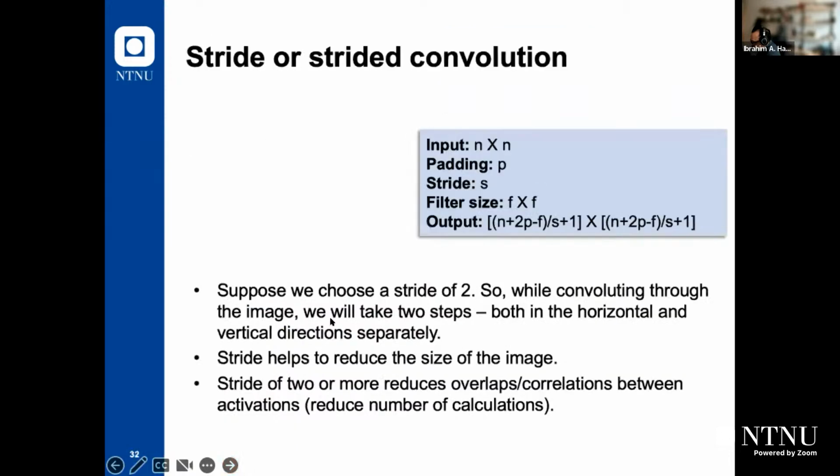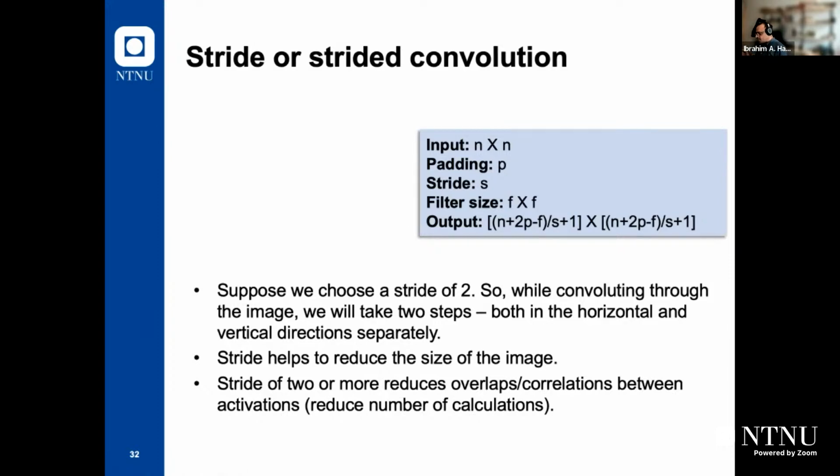Okay. So stride, we talk about the stride or this strided convolution. Suppose that we choose a stride of 2, for example. While convolving through the image, we will take 2 steps, both in the horizontal and the vertical directions. Usually we move in the horizontal direction, and after that in the vertical direction, by this stride size. So stride helps to reduce the size of the image. A stride of 2 or more reduces the overlaps and the correlations between the activations. So it will reduce the number of calculations.